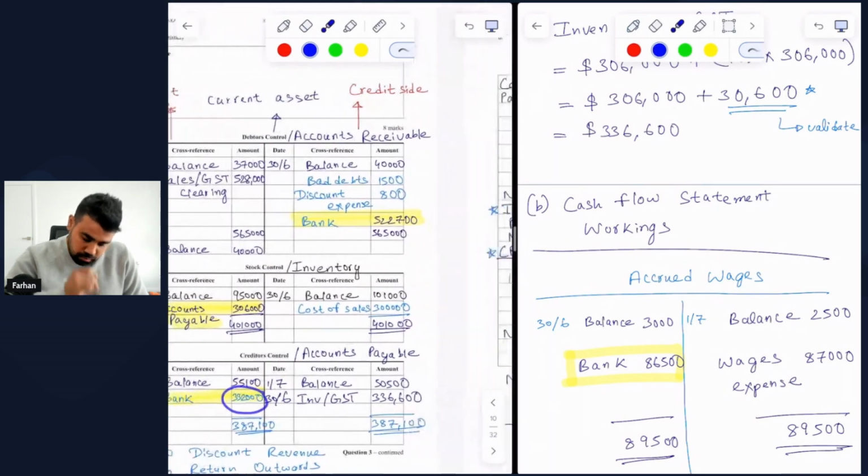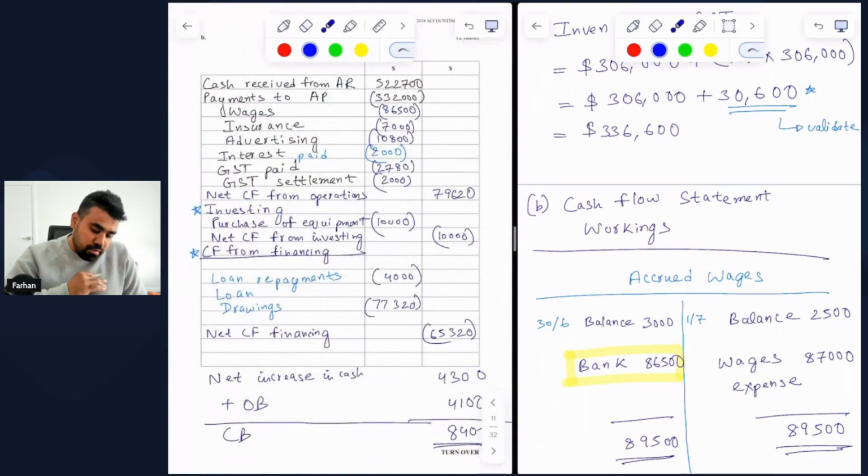Then we are taking care of all the expenses that are for cash, not the non-cash, because cash flow statements strictly include only cash inflows and outflows. So any non-cash items are not our concern here. So we have included wages of $86,500, and that's a negative because it's wages paid, wages outflow.